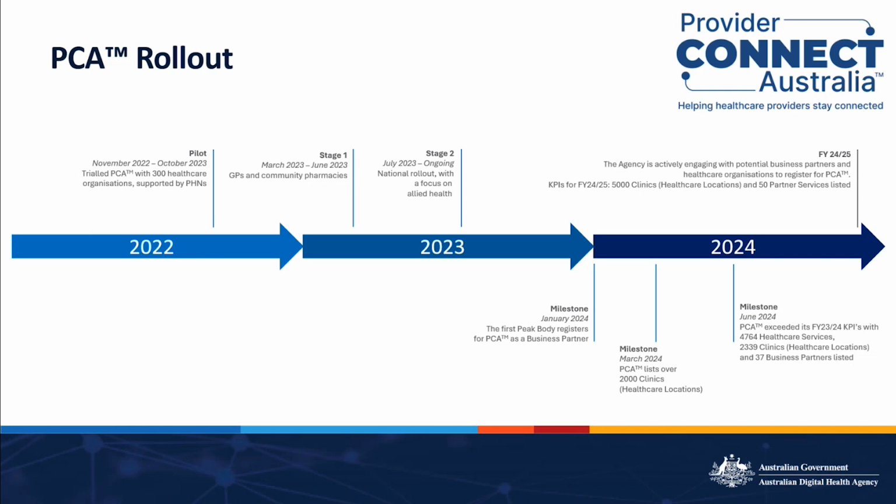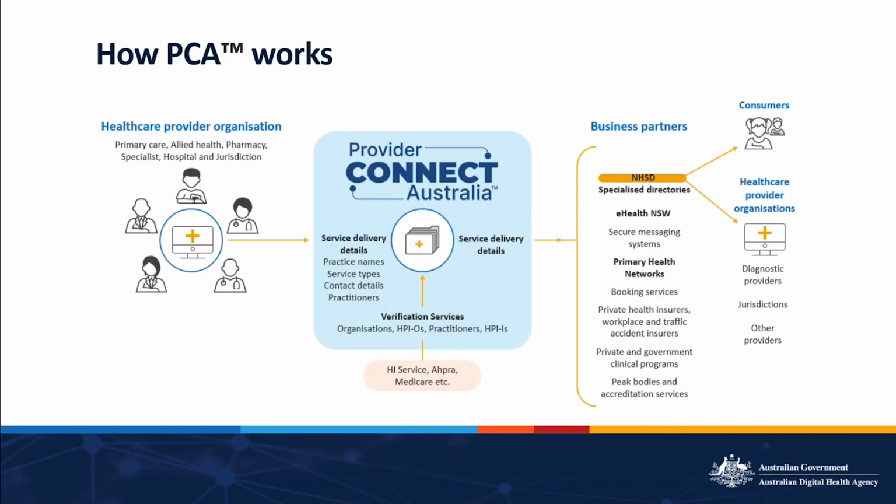Really where we are now, though, is looking to expand PCA further. So as I mentioned before, it's a really critical part of what is the foundational piece of our interoperability plan. So largely how PCA works is the healthcare organisation will come in and register. They'll enter their details. Those details will be validated against their source of truth. So, it'll be validated against the HI service. It'll be validated against AHPRA, Medicare information. And so that is just making sure, as I've said previously, that we have complete, accurate information flowing through this system.